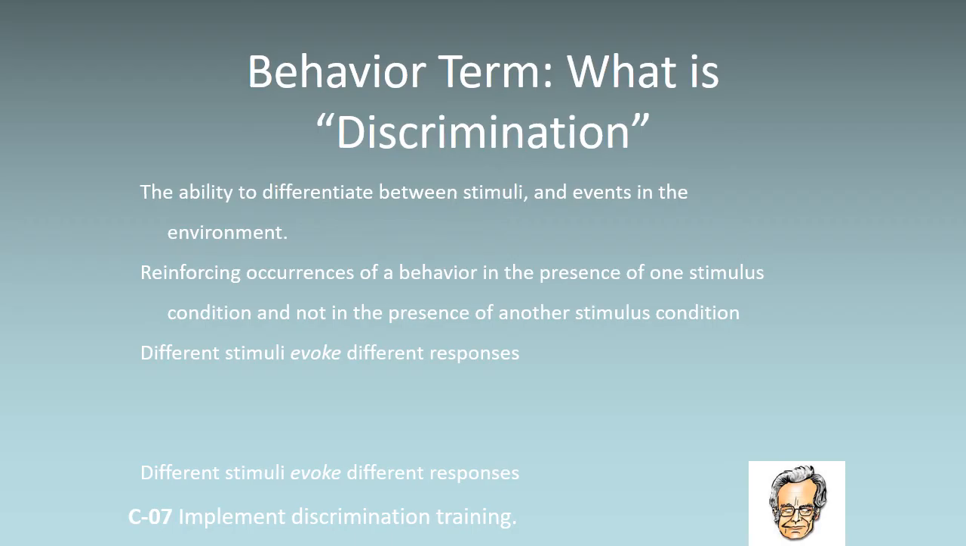So what is discrimination in applied behavior analysis? When we talk about being able to implement discrimination training, basically, it's the ability to differentiate between stimuli and events in the environment, reinforcing occurrences of a behavior in the presence of one stimulus condition and not in the presence of another stimulus condition. Different stimuli evoke different responses.